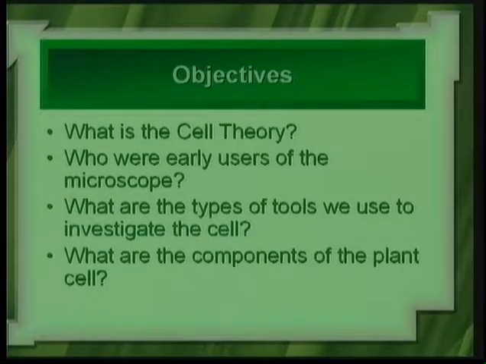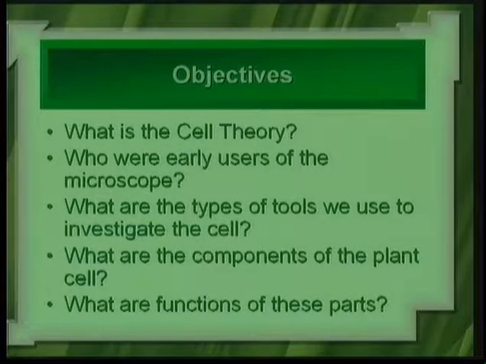Fourthly, what are the components of the plant cell? Because a plant cell is a relatively small unit, but it is made up of even smaller components, similar to how molecules are made out of atoms. Remember we had the talk about atoms last time? And subatomic particles and etc. Finally, what are the functions of these parts?